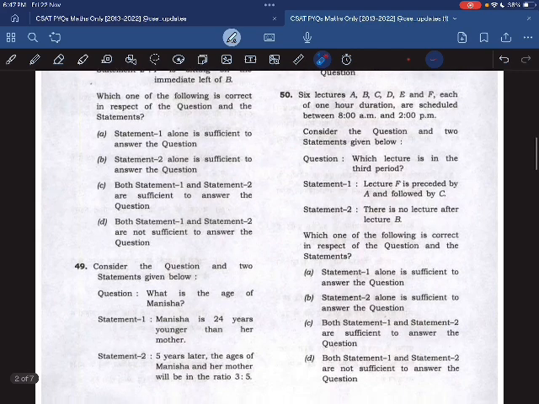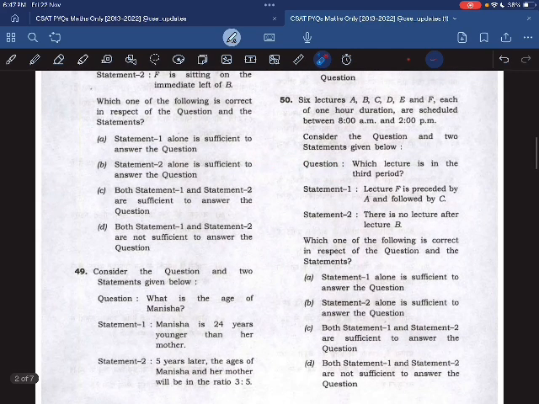There is one more question I would like you to try and solve by yourself and see whether you are able to solve the question in the correct manner or not.